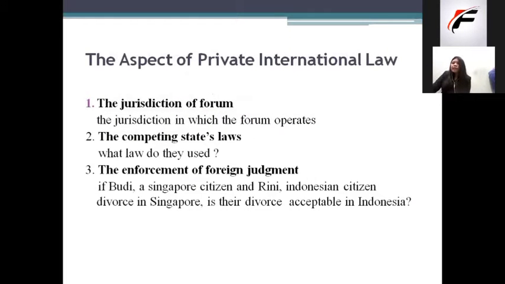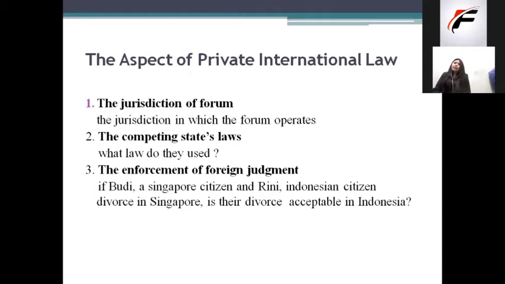So next is the aspect of private international law. The first one is jurisdiction of forum. Jurisdiction of forum is where the forum operates. So what forum do we use. The second one is the competing state law. It means what law we use. If A country and B country have a problem, do we use A country law or B country law. And then the third one is the enforcement of foreign judgment.